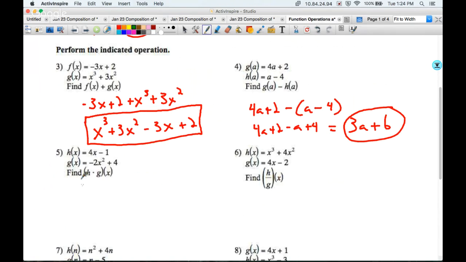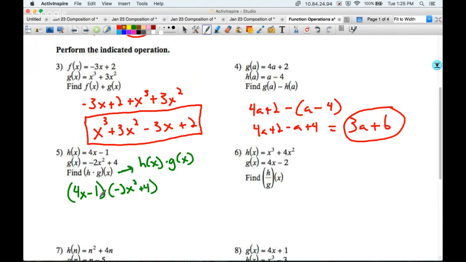Number 5, we've got to multiply the 2, so I'll write out h of x as an expression, 4x minus 1. Multiply it by g of x. And if you need an intermediate step to be able to get to here, take this form here and write it down as h of x times g of x, like that, and then replace h of x with its expression, g of x with its expression.